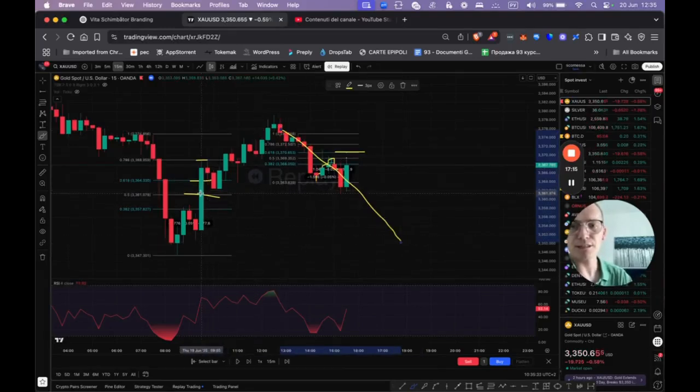But in such situations, by the way, if we look at this particular candle where we had growth, I want to check it on a shorter time frame because this happens very often. Let me show you now.